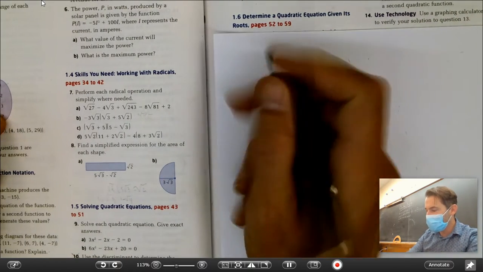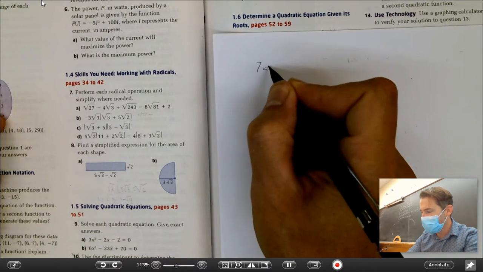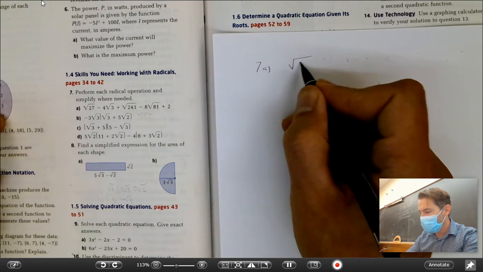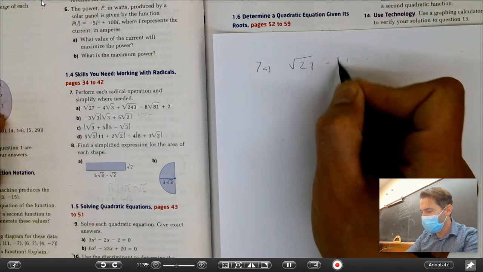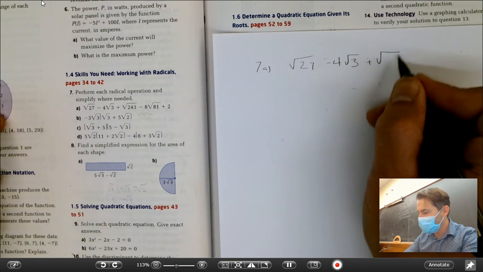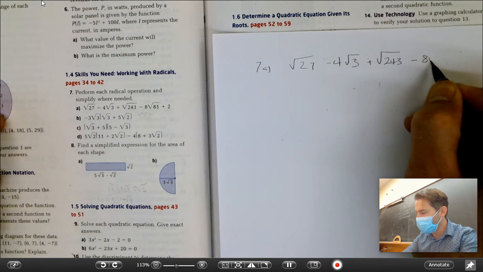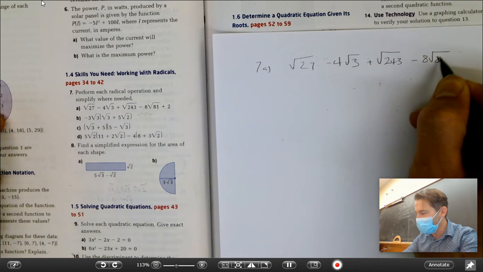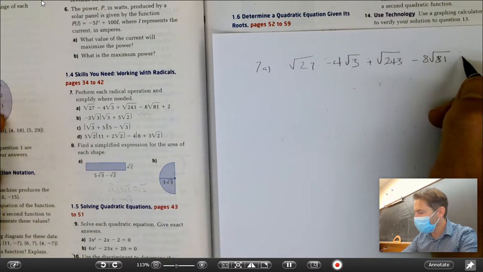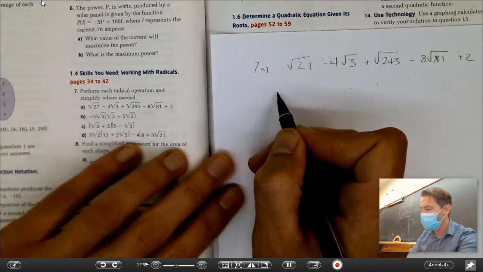When we have something like 7a, where I have root 27 minus 4 root 3 plus root 243, I'm noticing that's divisible by 3, and minus 8 root 81 plus 2. Okay. First thing I would do is simplify all those radicals.